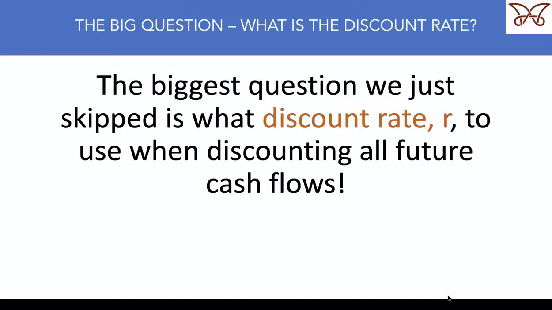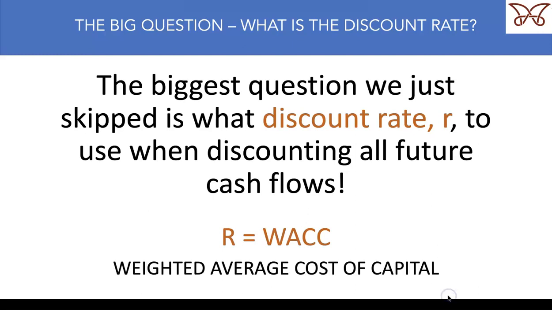The biggest question we just skipped is what discount rate, or R, to use when discounting all future cash flows. The answer is we should use a discount rate called the WACC, or the weighted average cost of capital. We shall discuss WACC later, but first let's look at some screen grabs of an actual DCF model at work, so you get a sense of what the Excel file should look like, and we shall also provide you with a free Excel model so you can practice on your own.